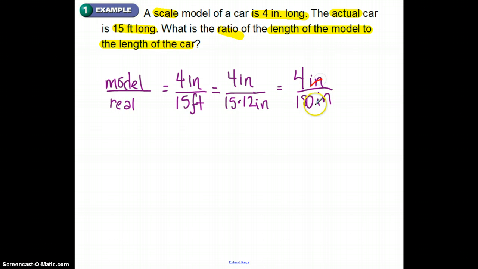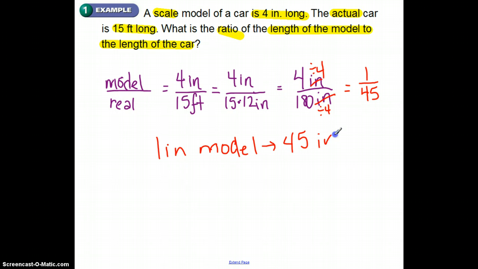Now this is where the easier things are to simplify. First of all, same units cancel out. I have 4 and 180, and I know that 4 is going to go evenly into both of those. So if I reduce these both by 4, I'd end up with 1 over 45. So what that tells me is that 1 inch in the model is going to give me 45 inches in real life.